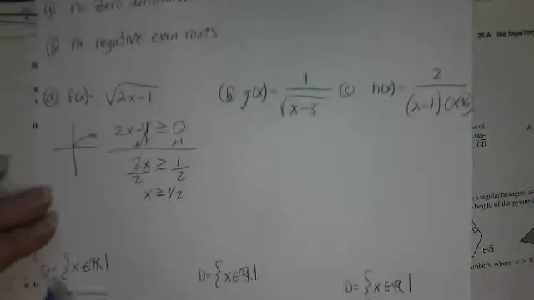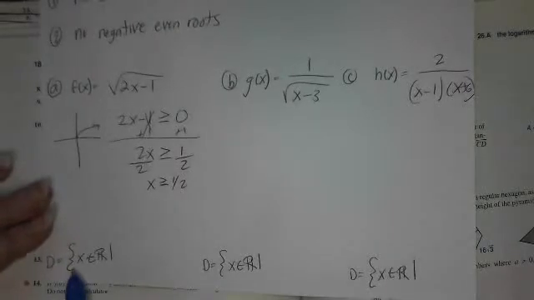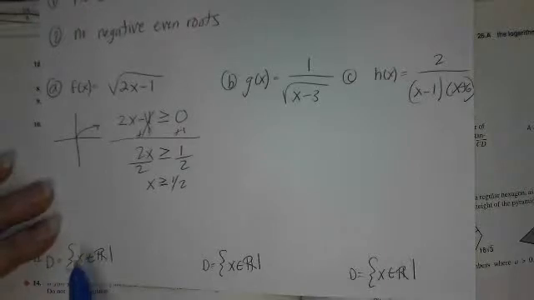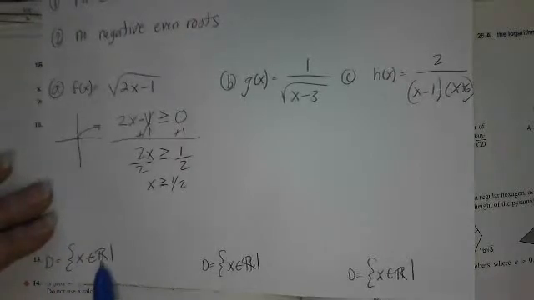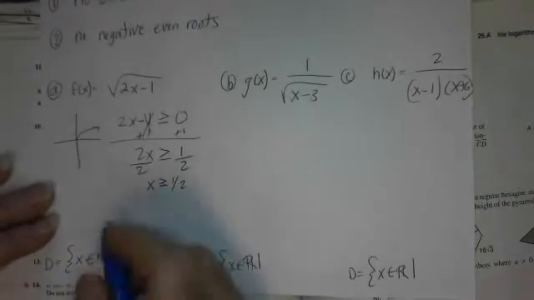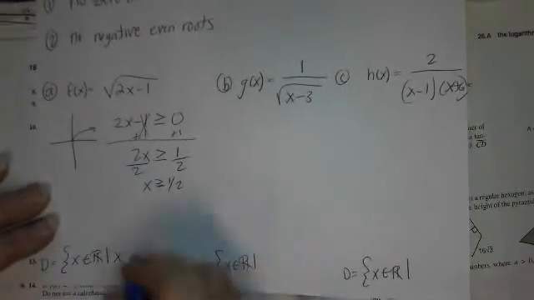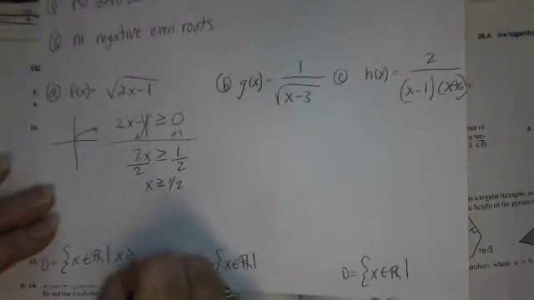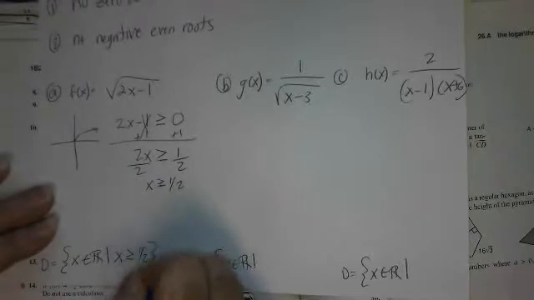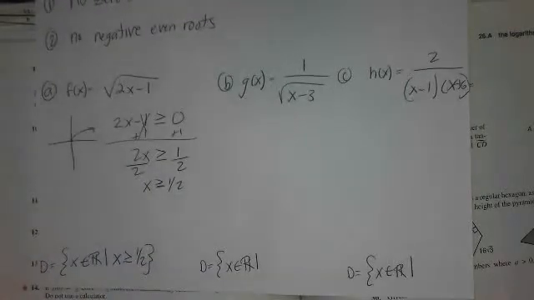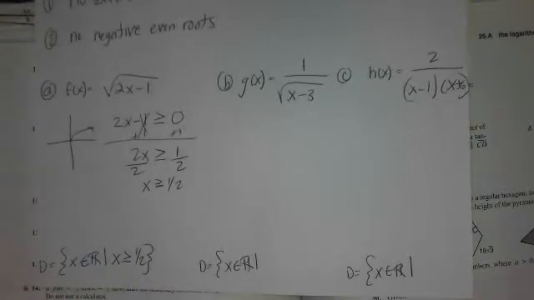So I already wrote how I'm going to do my answers. Domain is the set of numbers where x is a member of the real numbers such that x is greater than or equal to 1/2. I think that's all I have to say. Let me check and make sure that's right. Number 11. Yep, that's all you have to say.